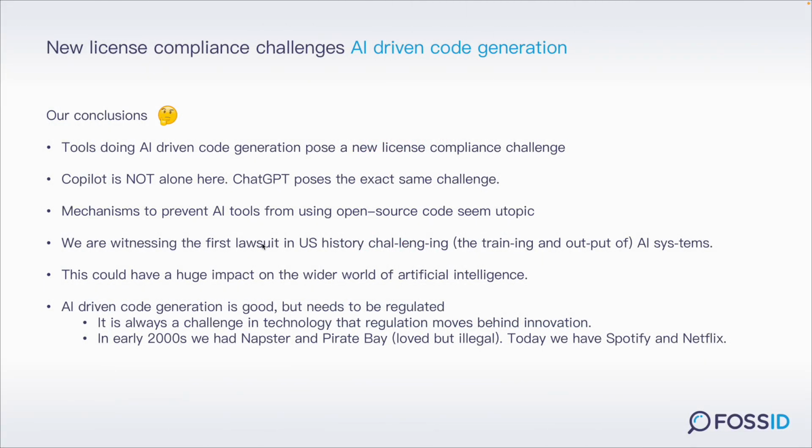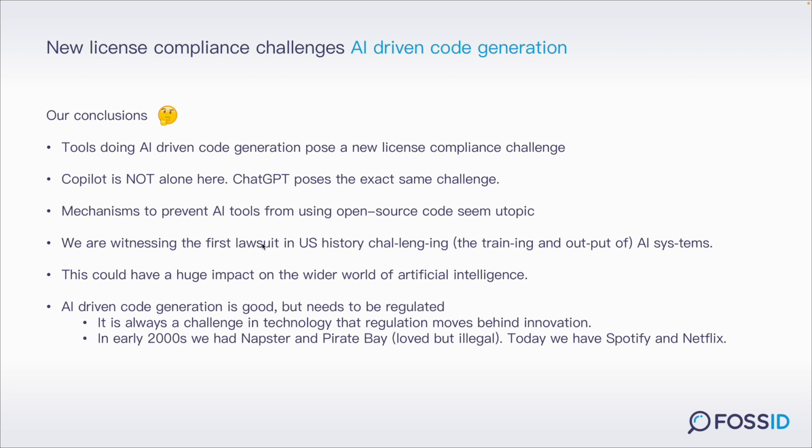After doing these tests, we here at FOSS-ID have come up with the following conclusions. It is difficult to prevent AI tools from using open source code. As we have seen while using both Copilot and ChatGPT, we will have the same issue, and this is the issue that led to the first lawsuit in US history challenging the training and output of AI systems. The outcome of this lawsuit could have a significant impact on the field of artificial intelligence.